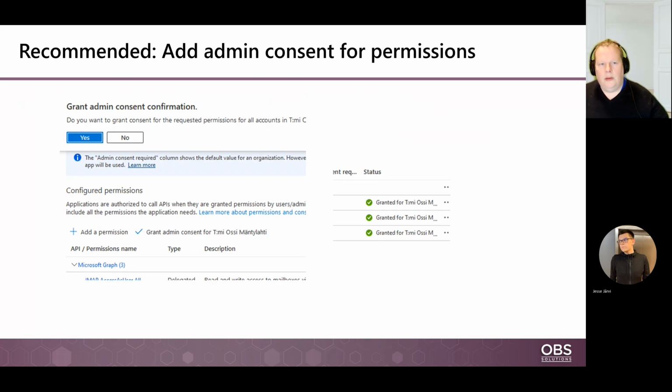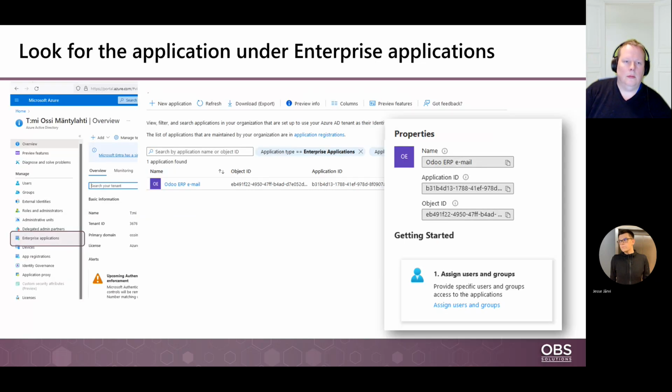We also recommend that the admin consent confirmation is added here. So here you can see that there's a tick box for the grant admin consent for the organization, and it should show the status of the green check mark that it is granted. All right, so now we have created the application. We have also set up the permissions for the application.